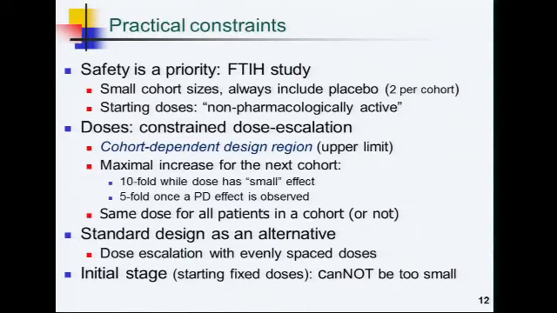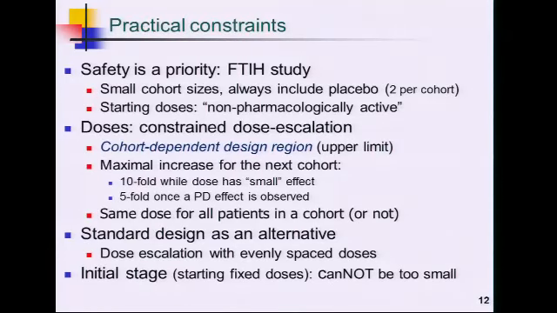There were many practical constraints for this problem because it was the first time in a human study, and we had to go very, very slow and start with very small cohort sizes. We always included placebo. There were always 2 patients per cohort. That was agreed with the clinical team. The starting doses were very, very low, and they were expected to be non-pharmacologically active.